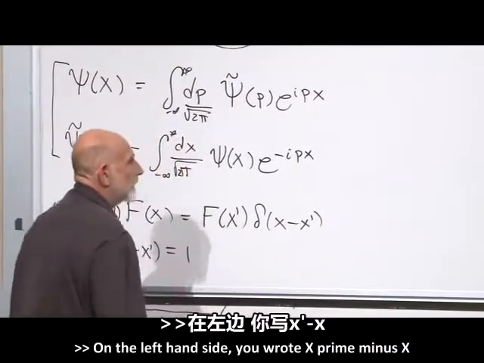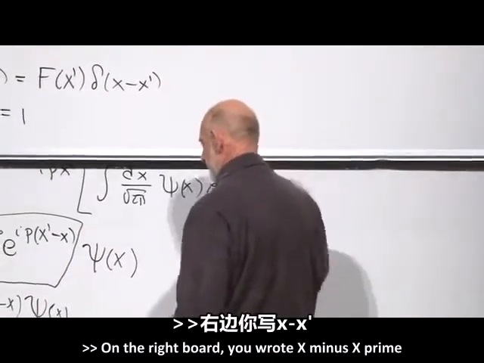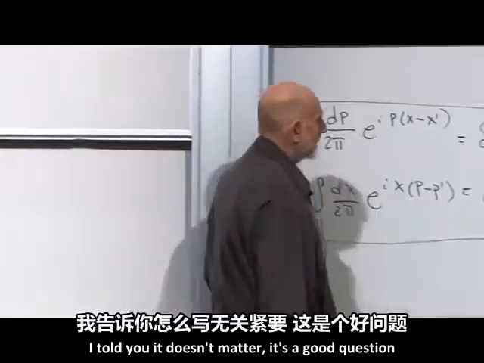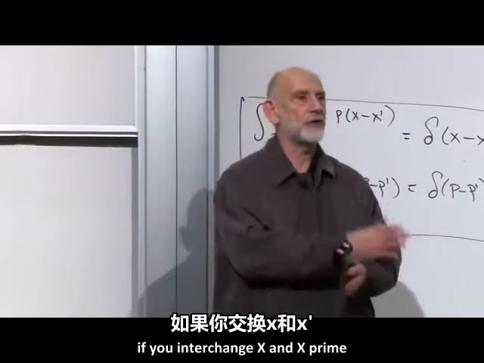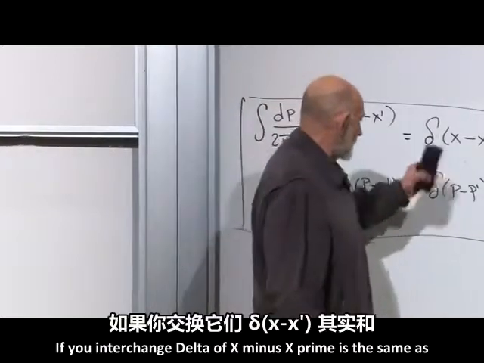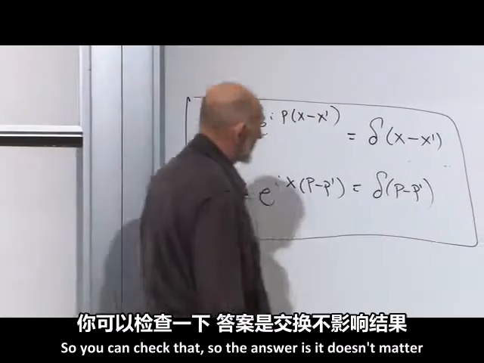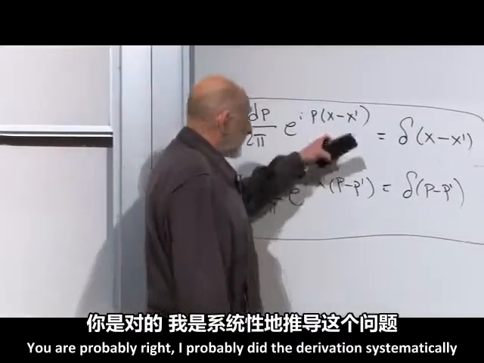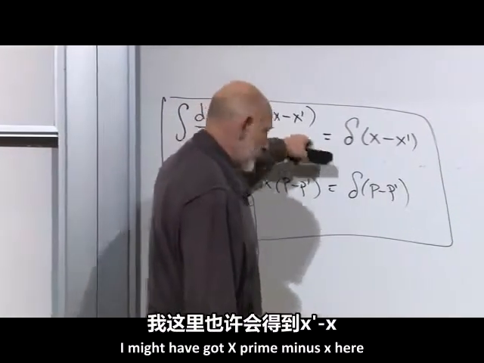On the left-hand side, underneath the board that you just brought down, you wrote x prime minus x, but then on the right board you wrote x minus x prime. Does that imply a factor? Actually, it doesn't matter. It's a good question. It doesn't matter, and the reason is delta of x minus x prime is unchanged if you interchange x and x prime. It's a symmetric function of its argument. Delta of x minus x prime is the same as delta of x prime minus x. You can check that. So the answer is it doesn't matter. But you're probably right. If I did the derivation systematically, I might have gotten x prime minus x here, but in the end, it doesn't matter.